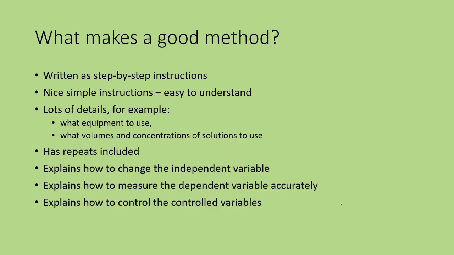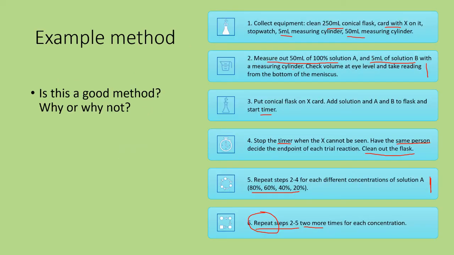What makes a good method? You want numbered, step-by-step instructions, nice and simple, easy to understand. Lots of detail: what equipment to use, what volumes and concentrations of solutions to use. You want the repeats included. Actually, that's something that is not in this method. We've got the concentration of solution A, but we don't have the concentration of solution B. We maybe want to say that when we do our repeats, we use the same stock of solution B, so it's always the same concentration.